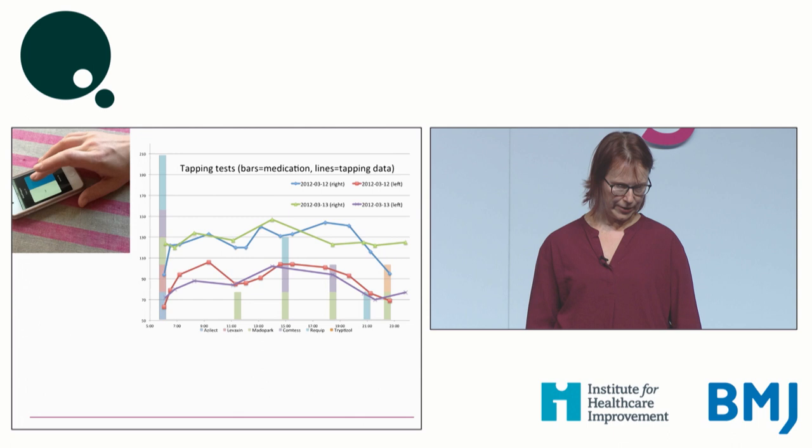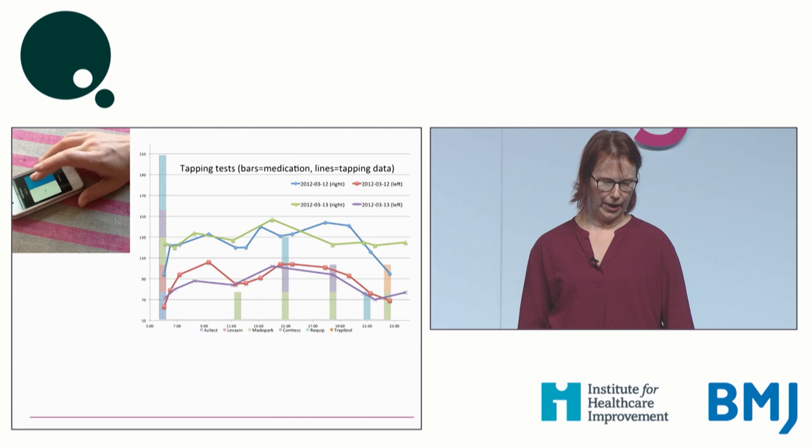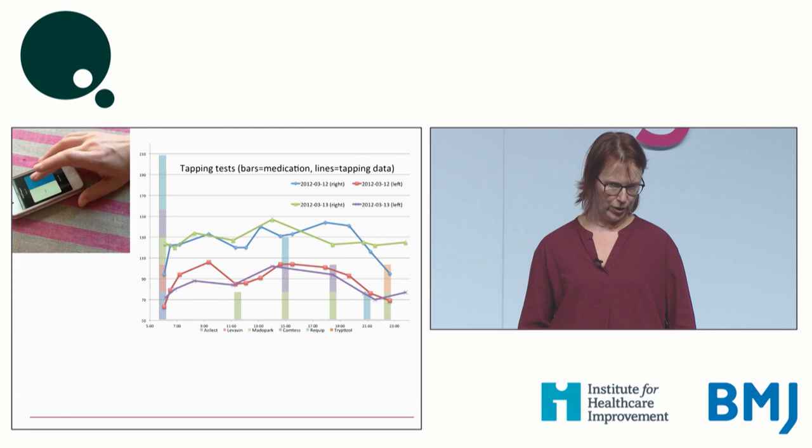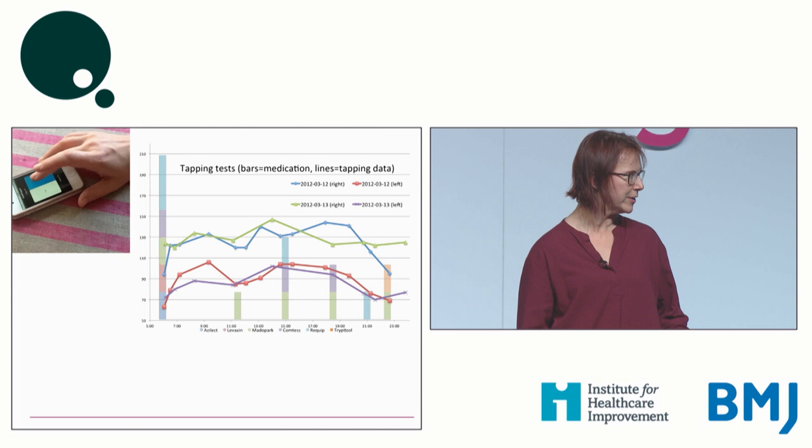So what I did was I found a finger tapping app on my smartphone, and I used it several times over the course of the day, tapping with my right hand and left hand respectively for 30 seconds, and the app counted how many taps I could make in that time, showing then how fast my fingers were moving compared to different times. And I also added my medication intakes that you can see in the bars here.